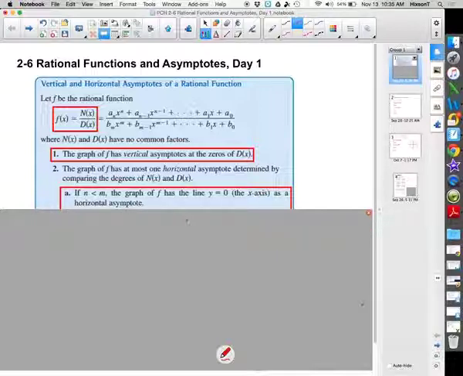In other words, the degree in the numerator is less than the degree of the denominator. If that is true, then the graph of f has the line y equals 0, the x-axis, as a horizontal asymptote. We actually saw that with our parent function, 1 over x. The degree in the numerator is 0, the degree in the denominator is 1. So the bigger degree on the bottom means we have y equals 0 as an asymptote.